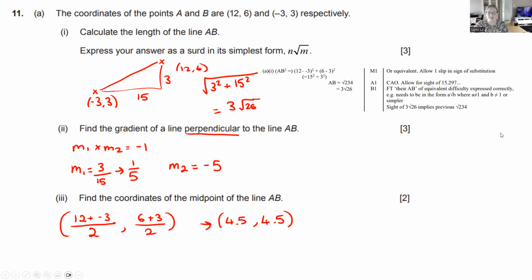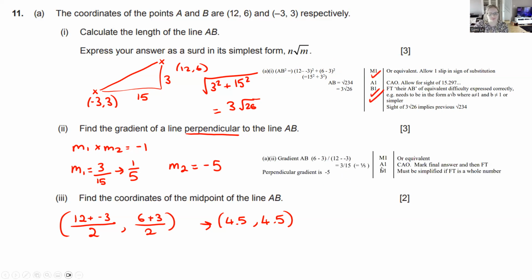So let's see the answers for this one. So they wanted to have AB. So maybe we could have written out the root 234. Okay, so it says here that as long as I've got 3 over root 26, it implies that I've got that other mark. So I've got all 3 there. And that one up there.